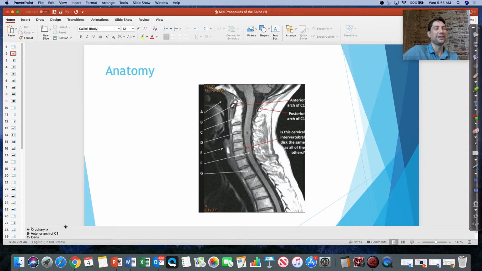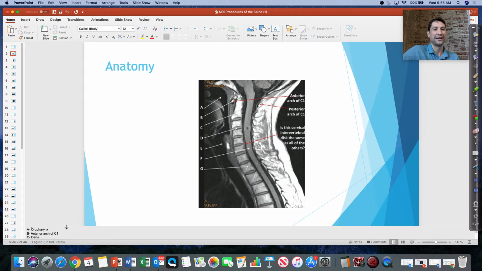I don't think they labeled this one correctly. I think it's more nasopharynx because the oropharynx is right behind the tongue. This is a little bit higher, nasopharynx. B, anterior arch of C1.